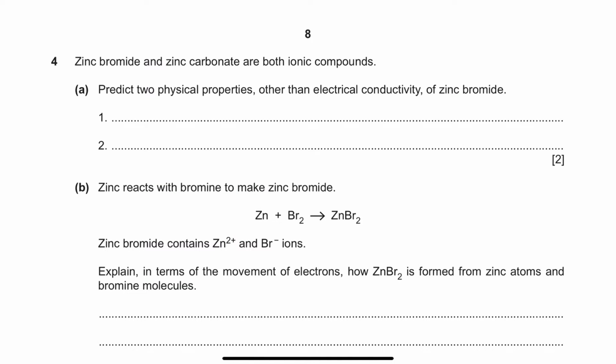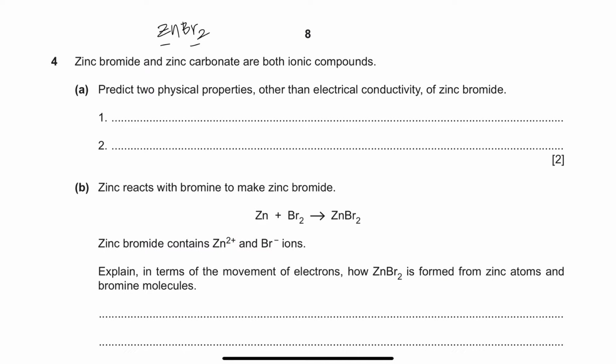It says, zinc bromide and zinc carbonate are both ionic compounds. Predict 2 physical properties other than the electrical conductivity of zinc bromide. Now, zinc bromide, ZnBr2, what is zinc bromide? It's an ionic compound. Between a metal and a non-metal, there's been a transfer of electrons.